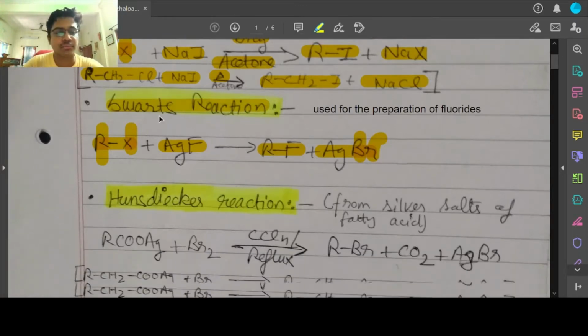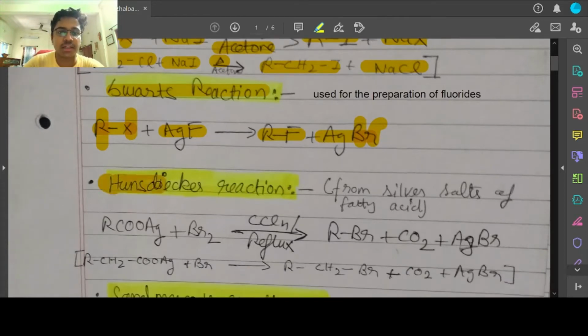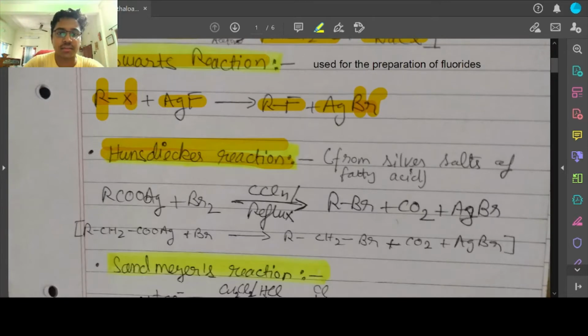Let us move on. Now comes the Hunsdiecker reaction, which is very important. In the Hunsdiecker reaction, we have RCOOAg, which is the silver salt of a fatty acid. RCOOAg plus Br2, bromine, in the presence of CCl4 and reflux, gives RBr plus CO2 plus AgBr. I hope you know this reflux term.